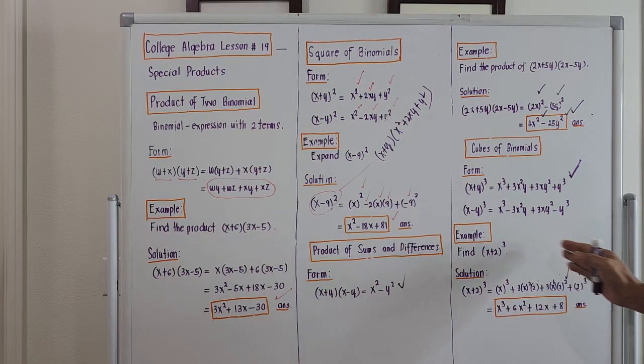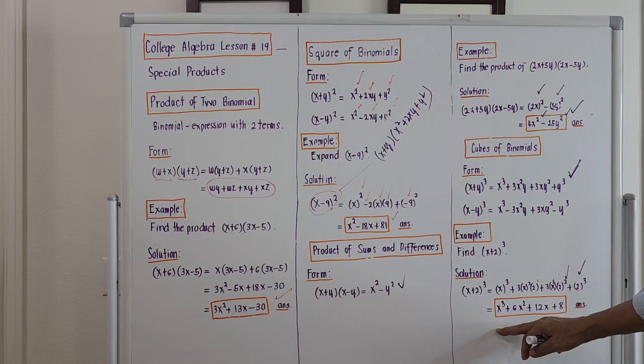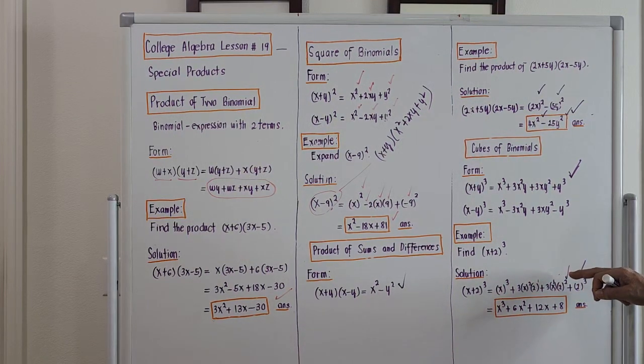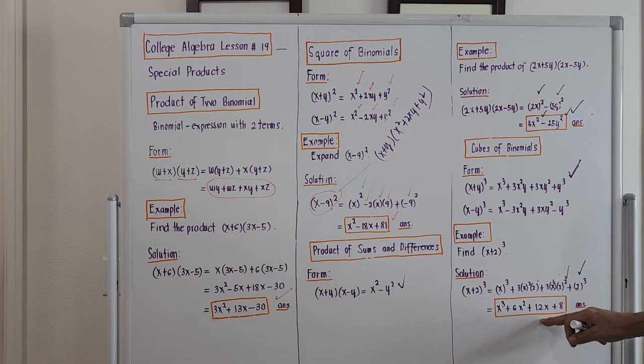So if we try to simplify this one, it will be x cubed plus 6x squared. 3 times 2 will be 6 times x squared. Then 2 squared is 4, right? Times 3, that will be 12. So the coefficient of x will be 12x plus 8. So this will be our answer.